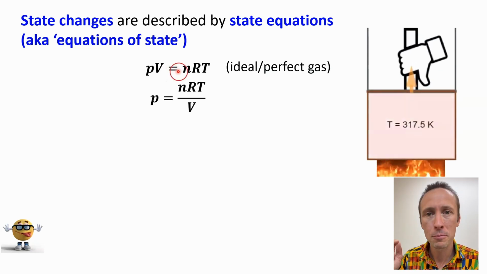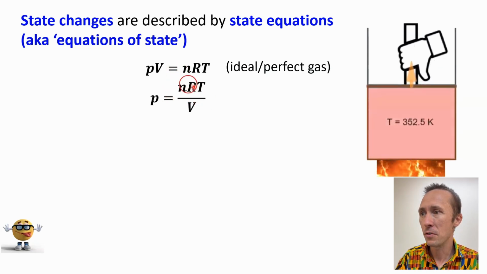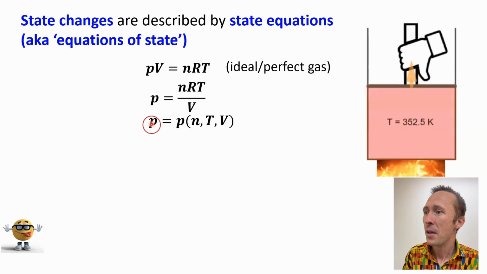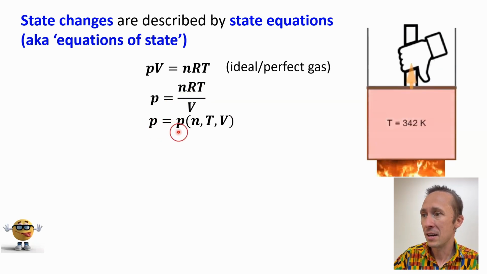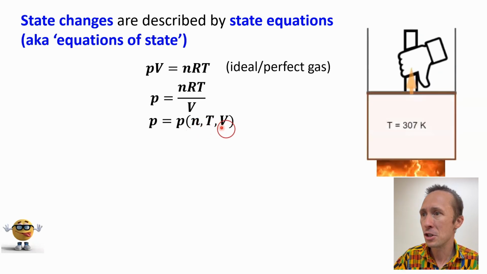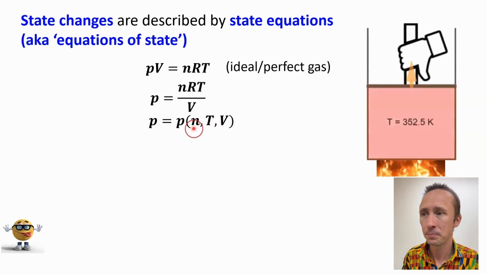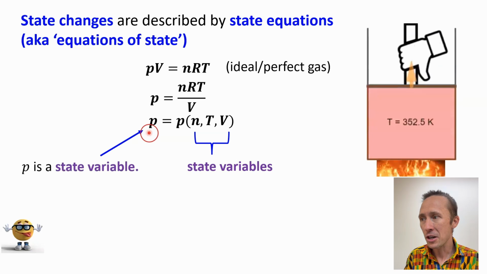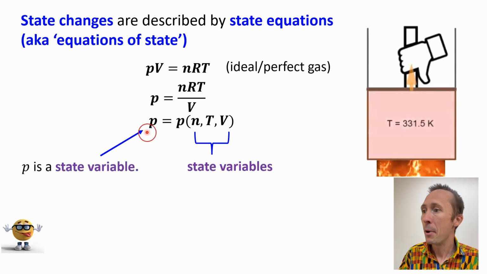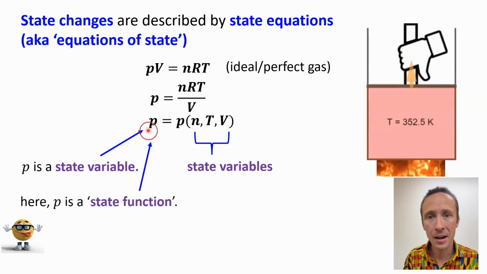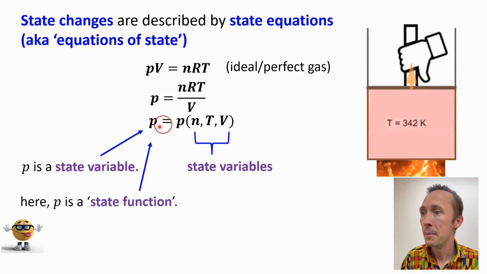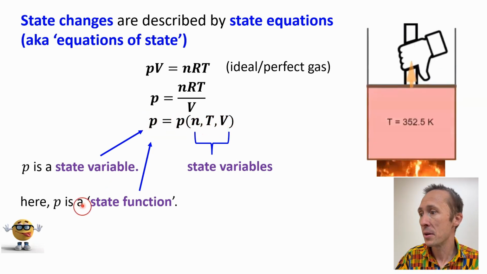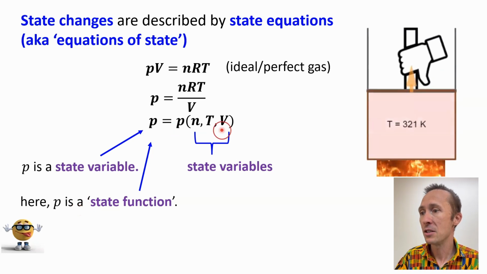Now, if we solve for pressure, P equals nRT over V, we now have pressure as a function of these state variables. Pressure here is written as a function of the moles, the temperature, and the volume, because R, the gas constant, is a constant right here. Now, the moles, temperature, and volume are state variables. Pressure is also a state variable, but written this way, we can say that pressure is a state function, because if you change the moles, the temperature, or the volume, then the pressure may change. So the value of the pressure is dependent on the state variables.